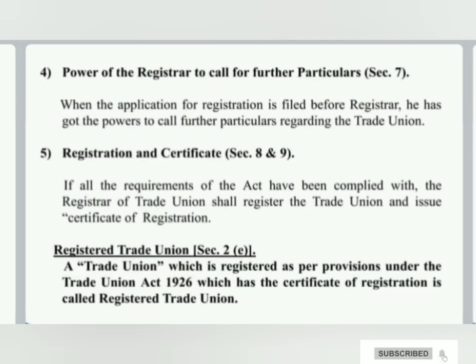Power of a registrar to call for further particulars. Section 7. When the application for registration is filed before the registrar, he has the power to call for further particulars regarding the trade union. Registration and certificate. Section 8 and Section 9. If all the requirements of the Act have been complied with, the registrar of trade unions shall register the trade union and issue a certificate of registration.